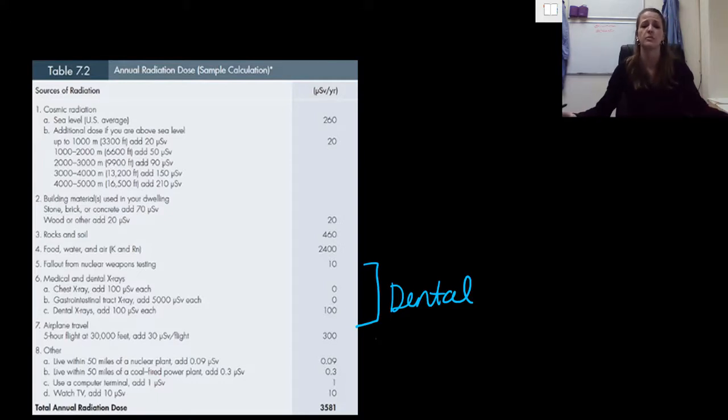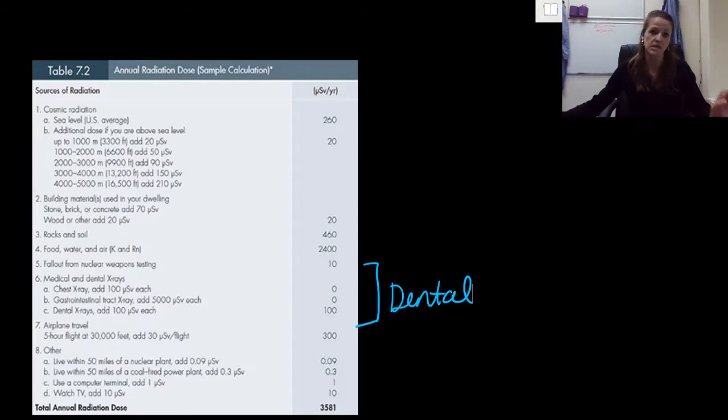And there's also several other pieces. Do you live near a nuclear plant? Do you live near a power plant? Do you smoke? Do you watch a lot of TV? Are you using a computer terminal? So on and so forth. And so it really just depends on your lifestyle. But the one thing I want to point out was the number 6, your medical and dental x-rays, all right?